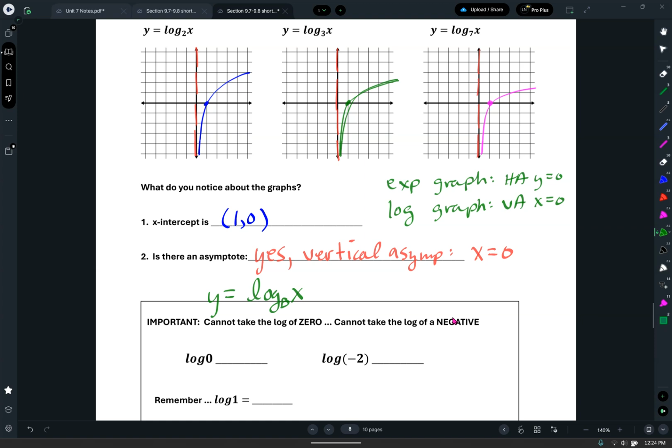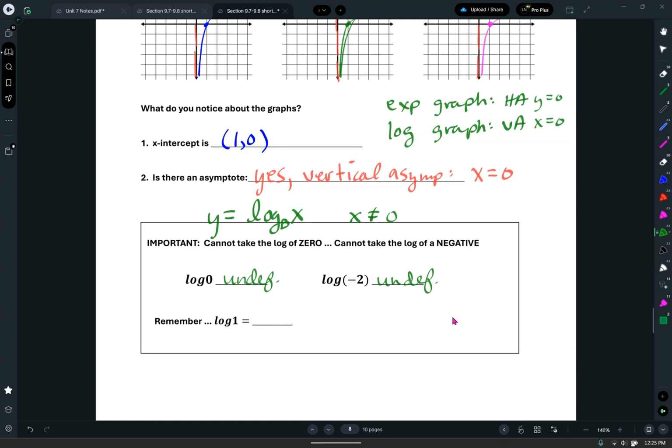Because there's a vertical asymptote there, it makes sense that x cannot equal 0 on this basic log graph. So that's why we'll never ask you to take the log of 0. If you do, you just know it's undefined. Same thing is true for a negative. Since these log graphs only exist on the right side when x is positive, you'll never be asked to take the log of a negative number. Again, it's undefined.